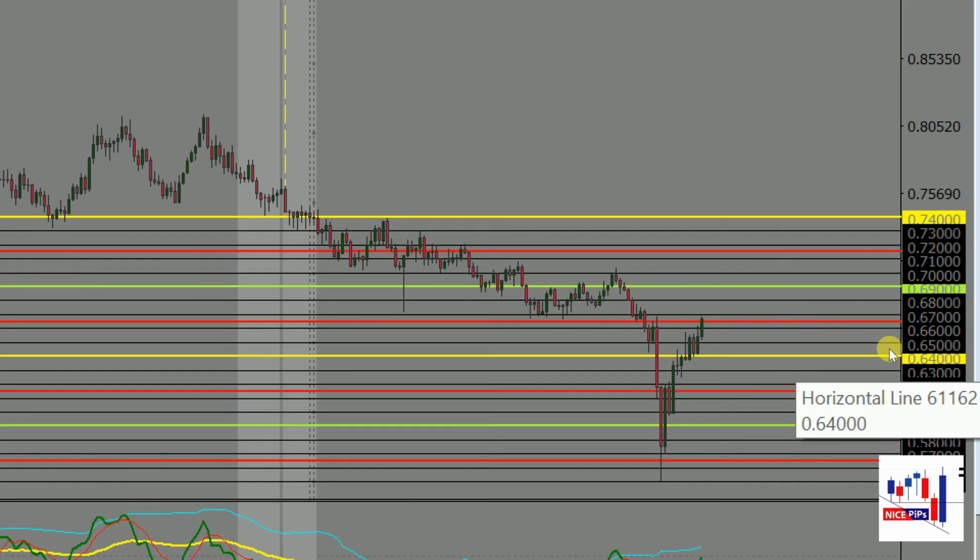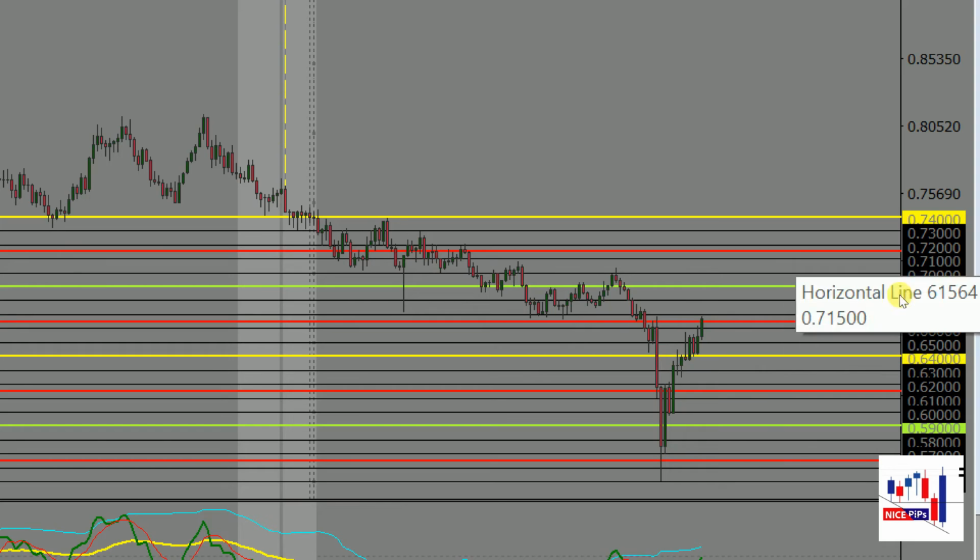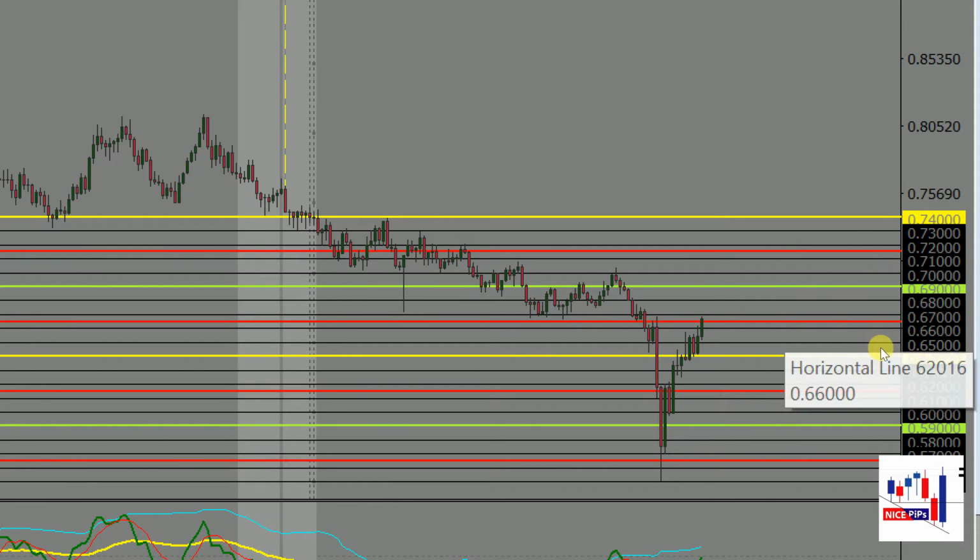The red line, from the yellow line to the red line to the green line to the red line, these are 250 pips. From the yellow line to the red line, 250. From the red line to the green, 250. From the green to the red, 250. From the red to the yellow. So the 250 pips generally are red, but why did I put the green line?